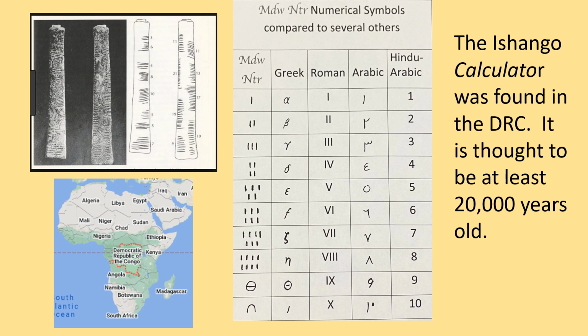The Ishango calculator, however, is not the oldest numerical instrument that we find in Africa. There is the Lebombo bone, or Lebombo calculator, and it is considered to be twice as old as the Ishango calculator, meaning that it would be about 40,000 years old, and it was found just north of South Africa.